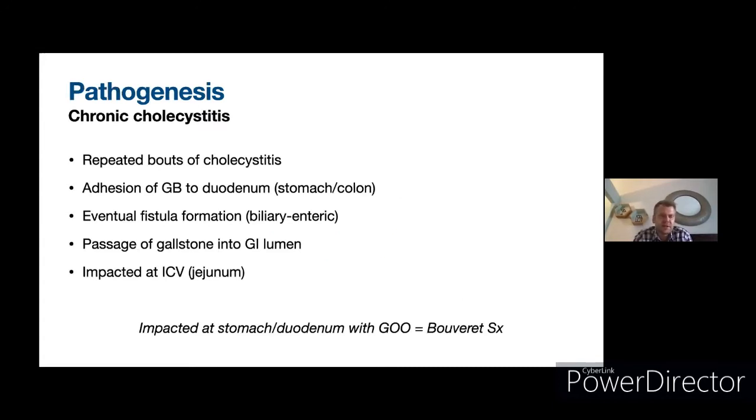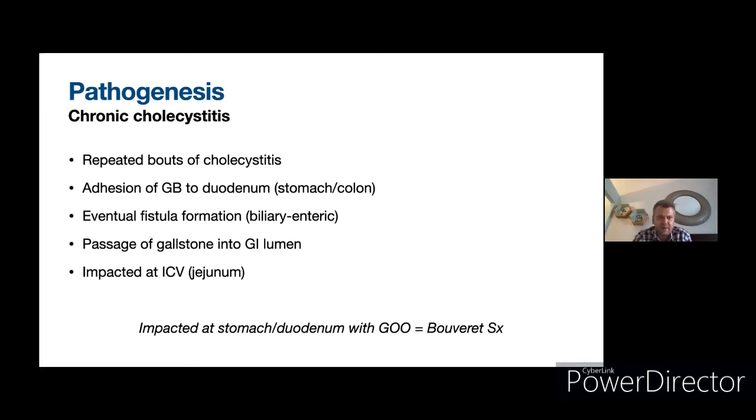The pathogenesis involves essentially chronic cholecystitis with repeated bouts of cholecystitis eventually resulting in adhesion of the gallbladder to the duodenum. It can also adhere to the stomach or colon, and you eventually get, with ongoing inflammation, a fistula developing between the gallbladder and the lumen of the bowel, usually the duodenum. You then get a passage of gallstone from the gallbladder into the GI lumen, and this usually becomes impacted at a narrowing in the gut lumen, which is usually the ileocecal valve. In our case, it was the jejunum.